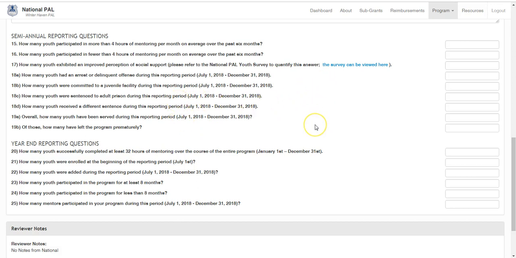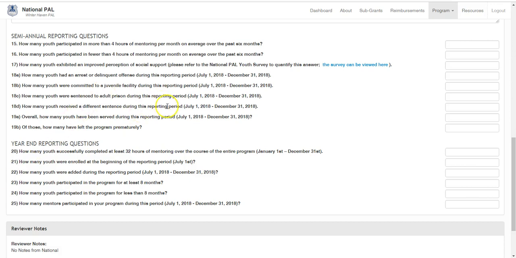18B, how many youth were committed to a juvenile facility during the reporting period? 18C, how many youth were sentenced to adult prison during that reporting period? 18D, how many youth received a different sentence during this reporting period, so different than the ones that were listed above?